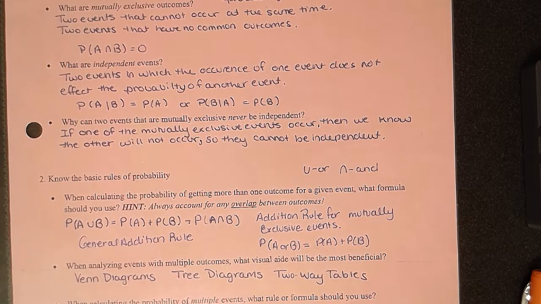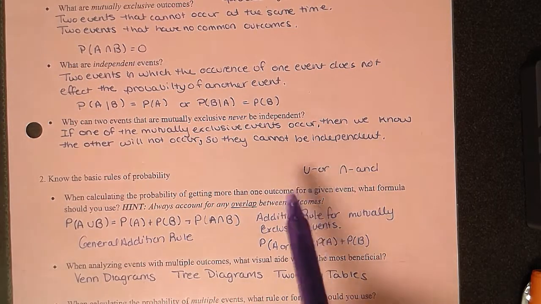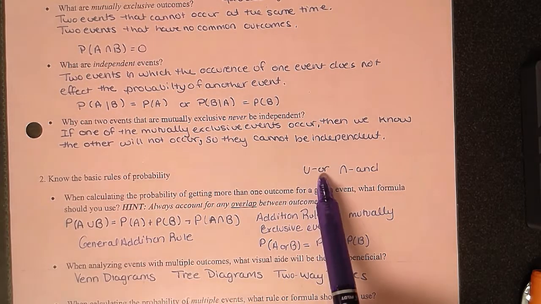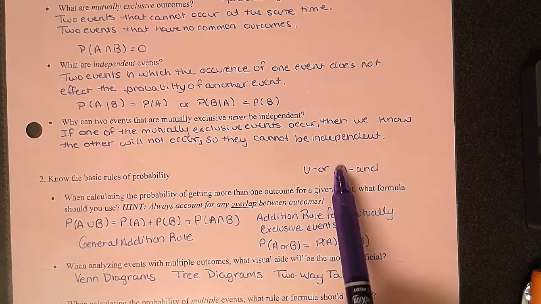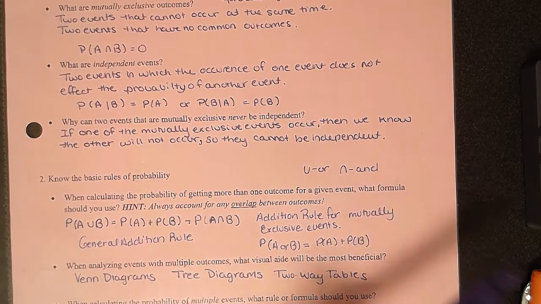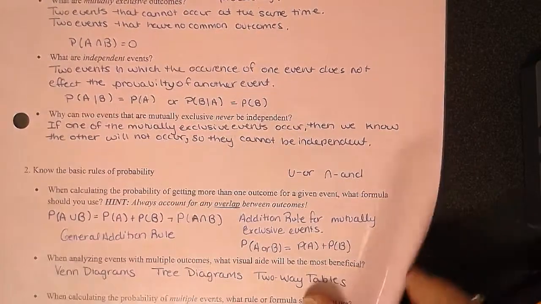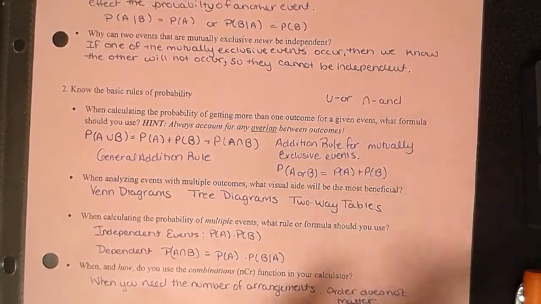Why can two events that are mutually exclusive never be independent? If they are mutually exclusive, then the other cannot occur. So they cannot be independent. So remember, the U is union and it represents or, and the little upside down arc means and. That usually represents intersection.